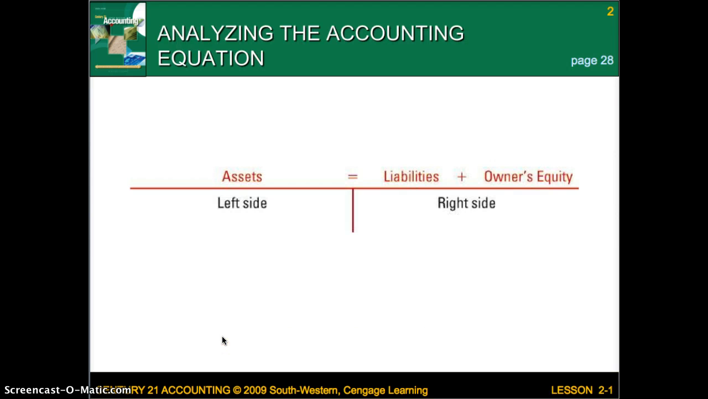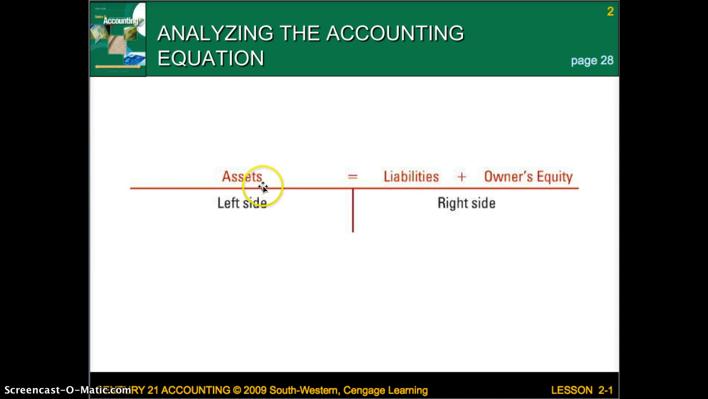The first thing that we need to do is analyze the accounting equation. Right here, this is your accounting equation, and you will need to know this every day from here on out for the rest of your accounting career, so we might as well learn it now, okay? All the accounting equation is knowing that assets equal any liability you have plus your owner's equity, okay?